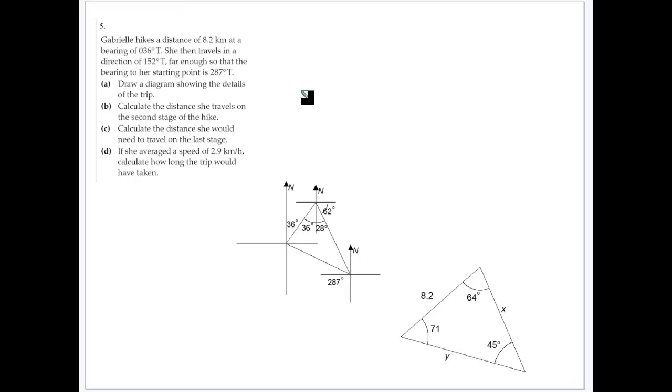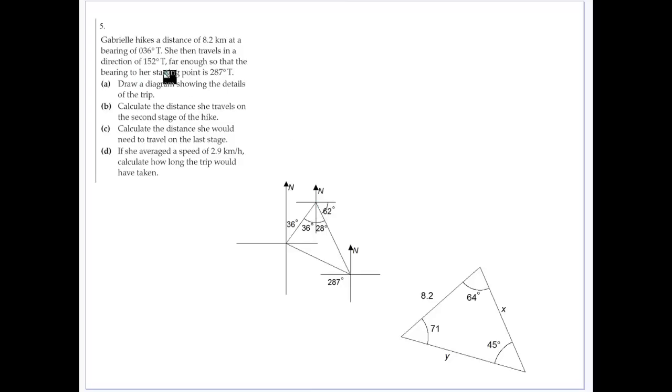So here's one where it's a bit more involved. I'm going to use a bearings type problem here to use the sine rule. So if we look at setting up our diagram according to what happens here: Gabriel hikes 8.2 kilometers at a bearing of 063. So there's the 63 degrees, and she hikes 8.2 kilometers that way.